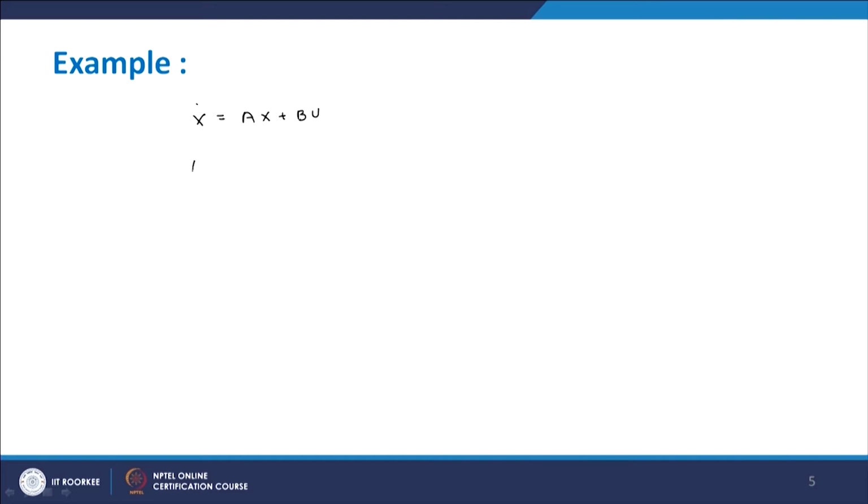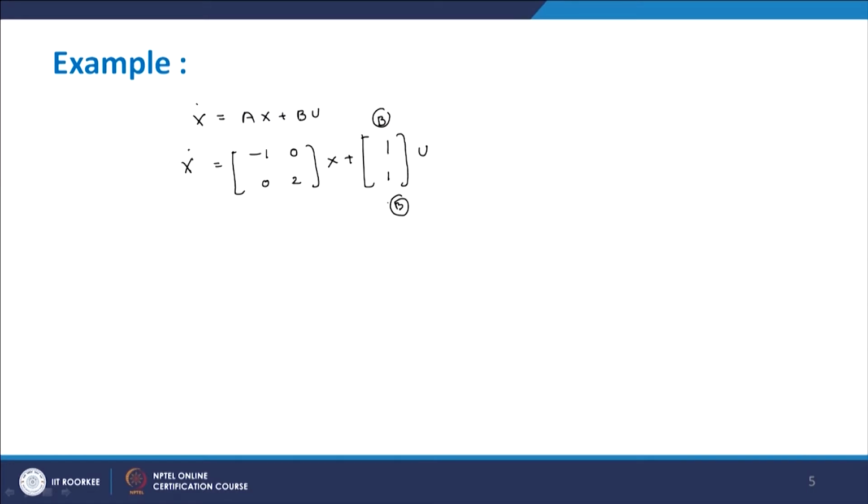Here the A matrix is represented by [-1, 0; 0, 2] x plus [1; 1] u, and this is the B matrix. So x dot equals that A matrix times x plus B times u. In the A matrix, -1 and 2 are the diagonal elements and 1, 1 is the B matrix. We find that this particular system is controllable because the elements are 1, 1.